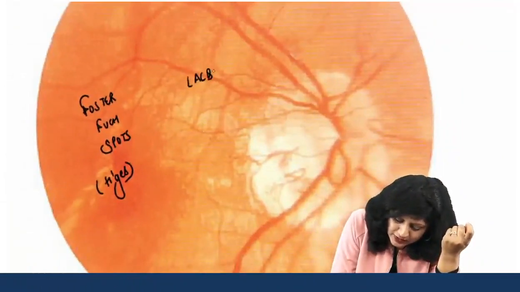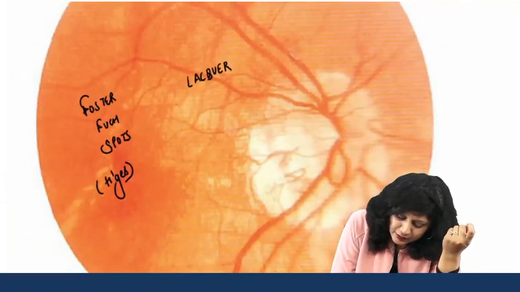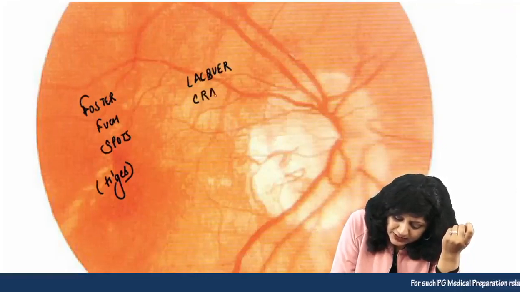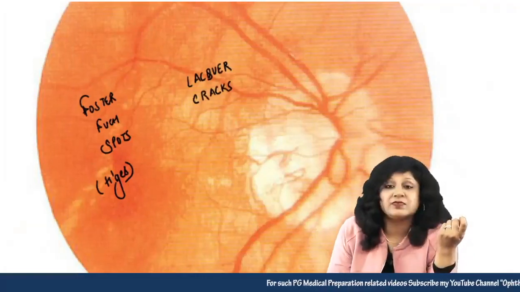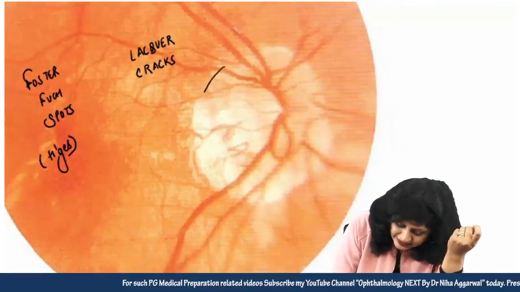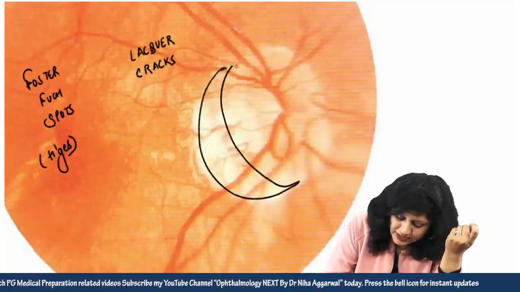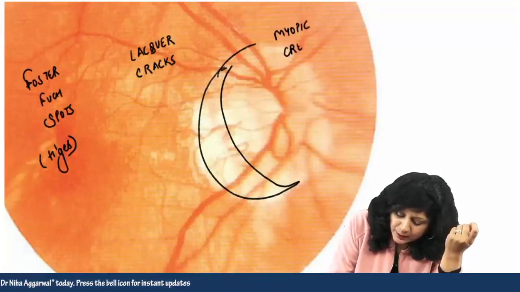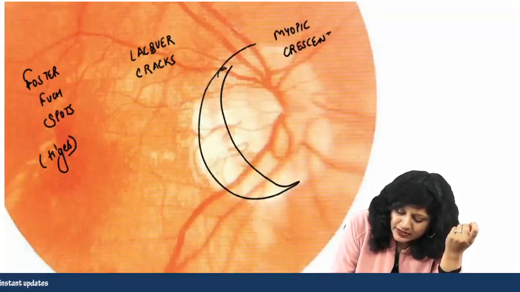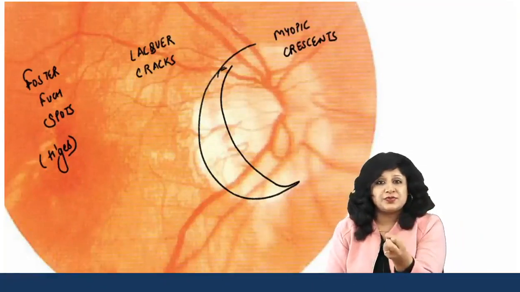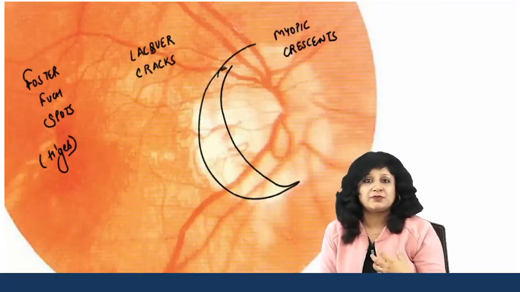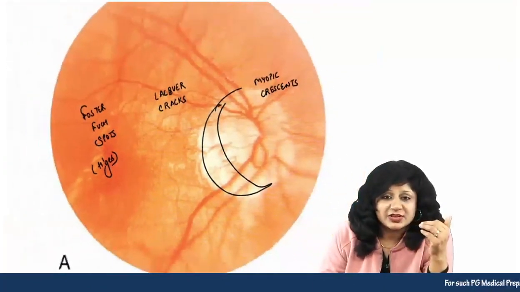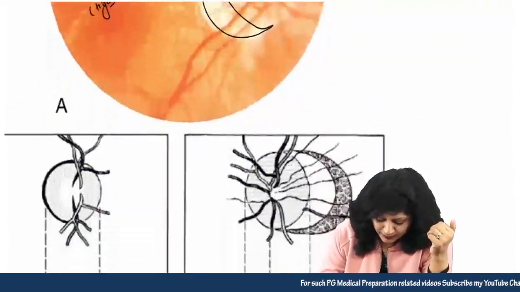These are your lacquer cracks. Foster Fuchs spots are there. We have got the lacquer cracks. We also have the crescentic degeneration. These are your myopic crescent. We have got chorioretinal degeneration. The vessels are very, very prominent from behind. So all these changes do occur in cases of myopia. All right.